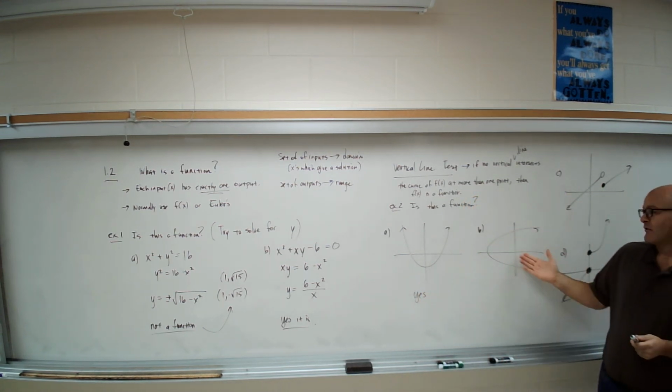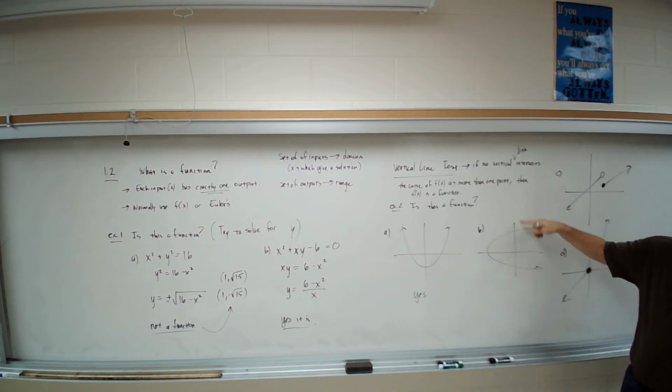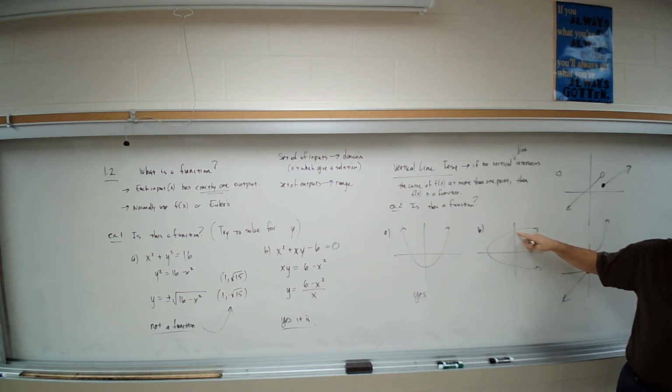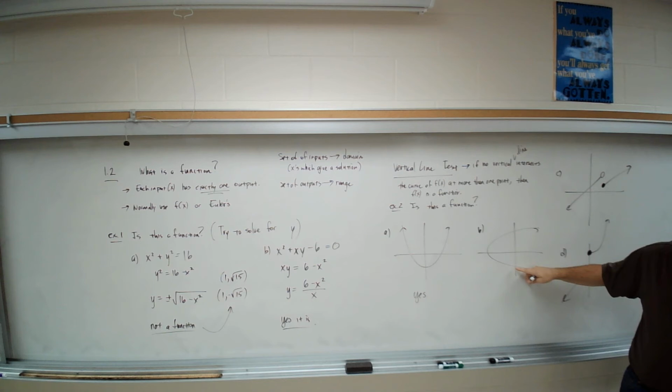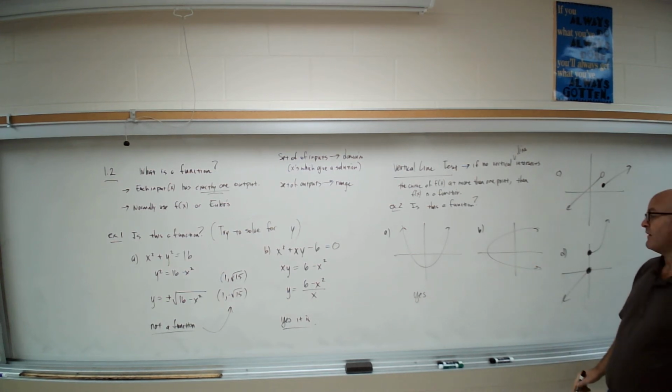Here we have the same parabola laying on its side. Is that a function? No. If I think of the y-axis as a vertical line, it has two points on that vertical line. It fails the vertical line test, so it's not a function. The reason is you'd have a point (0, some positive number), say 5, and a point down here (0, some negative number). So that one input of 0 has two different outputs. So that would be no.